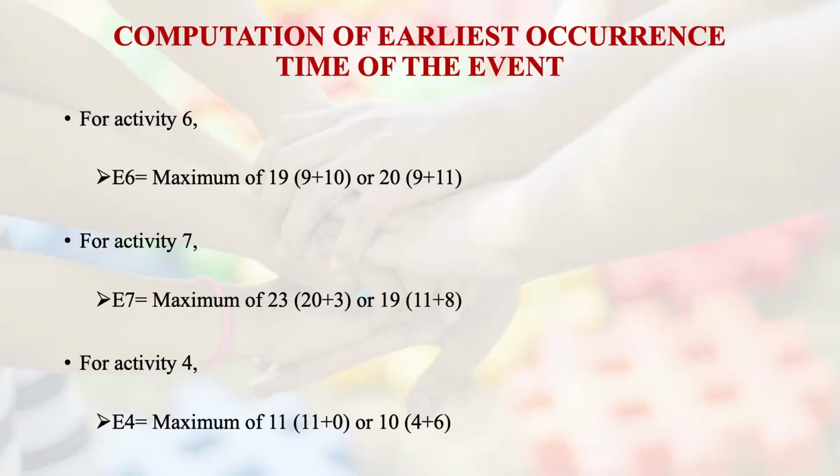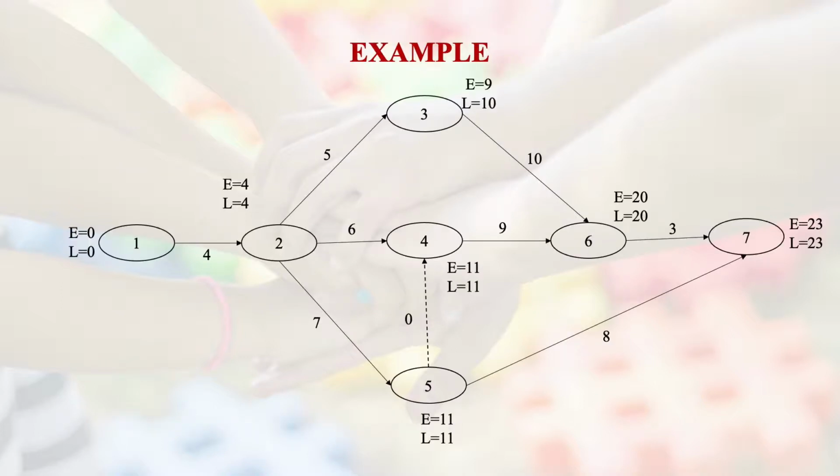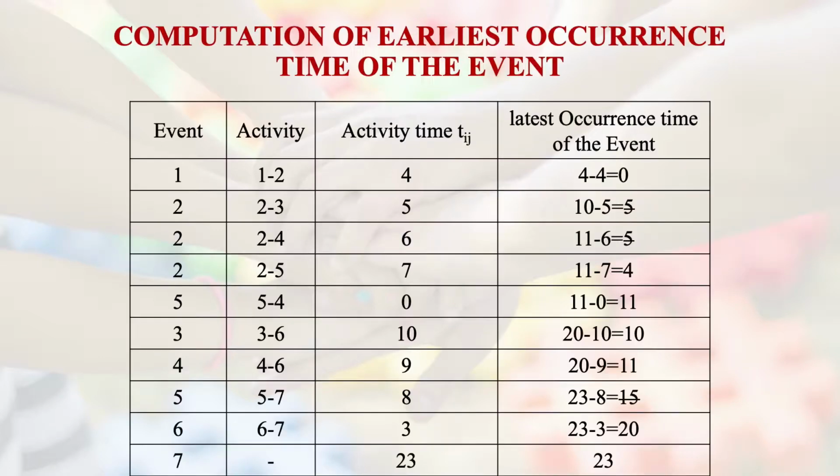For activity 4, 11 plus 0 or 10, so 11 is going to be selected, and that's precisely what has been done in this particular case, and this is reflected in the diagram as well. Now we have to do the other extreme, and that is computation of latest occurrence time of the event. Like this earliest, this event is going to occur at this time, but what is the latest time at that point of time this event is going to occur?